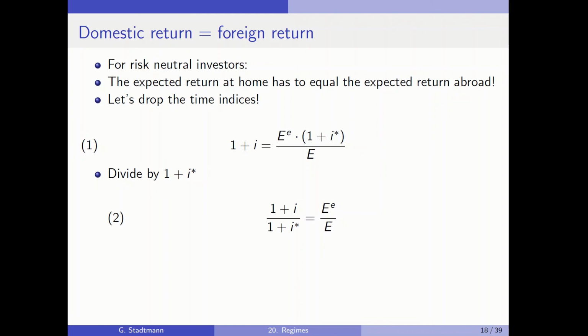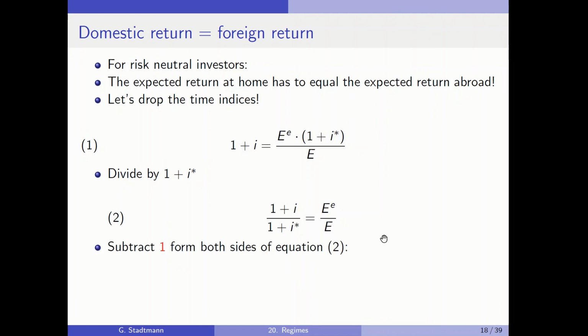Now we have to do some modifications because in the end, I would like to derive the uncovered interest rate parity condition, where we have the interest rate differential on one hand side of the equation and the expected relative change in the exchange rate on the other hand side of the equation. So we have to do some modifications, but we are going through it step by step. So in the first step, we divide by 1 plus I star and put this on the other hand side of the equation, and we get to equation 2.